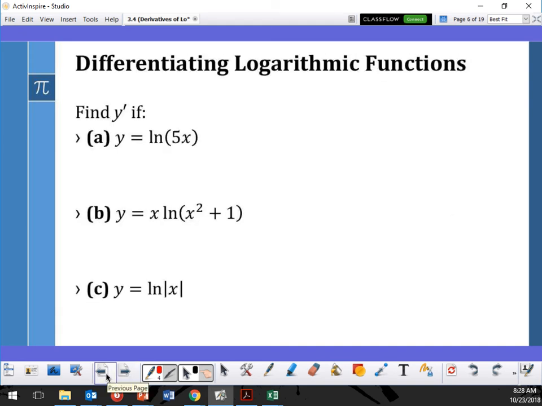What's the derivative of the inside? 5 times. What's the derivative of the outside? 1 over 5x, which gives me just 1 over x, because the 5s cancel out.